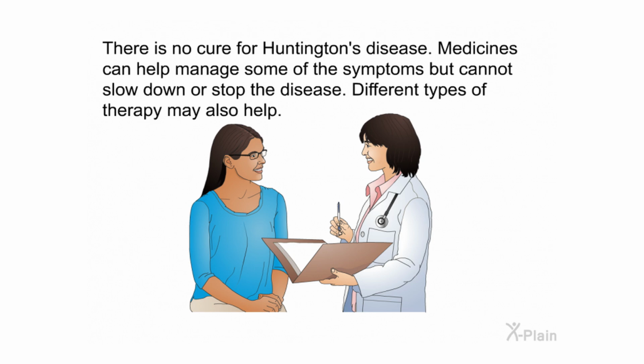There is no cure for Huntington's disease. Medicines can help manage some of the symptoms, but cannot slow down or stop the disease. Different types of therapy may also help.